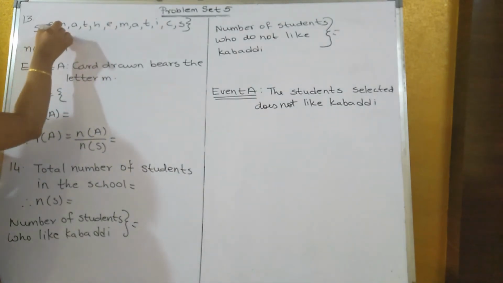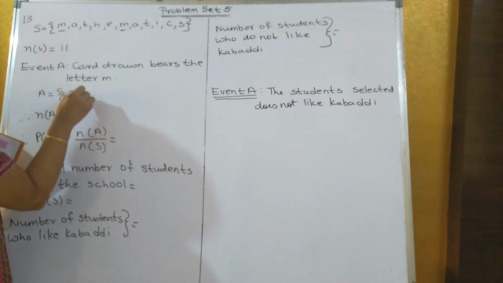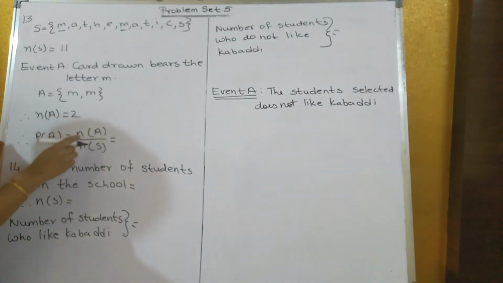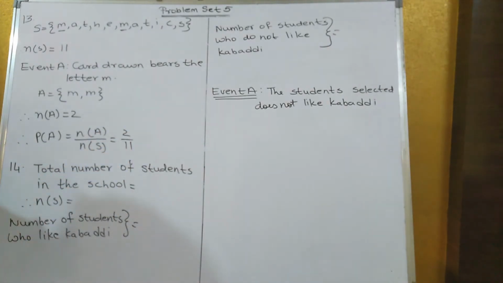Now how many M are there in the sample space? 2 M are there. So M, M. Na is equal to how much? 2. So Pa is equal to Na upon Ns, that is 2 upon 11. So this is the answer of 13 sum.